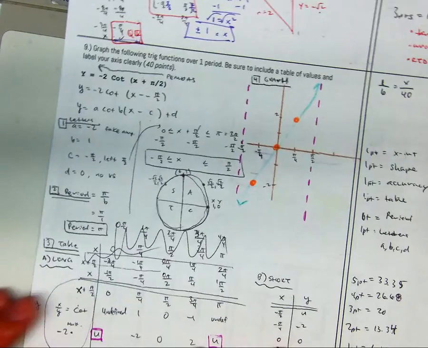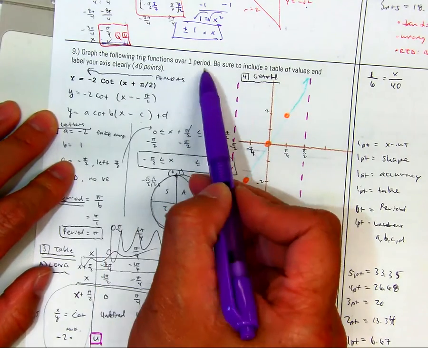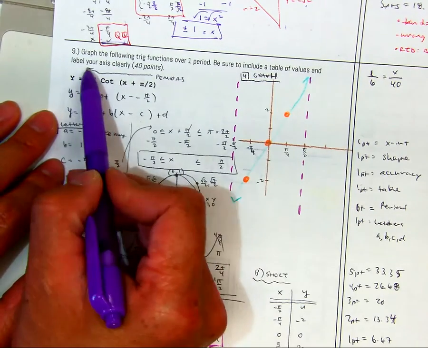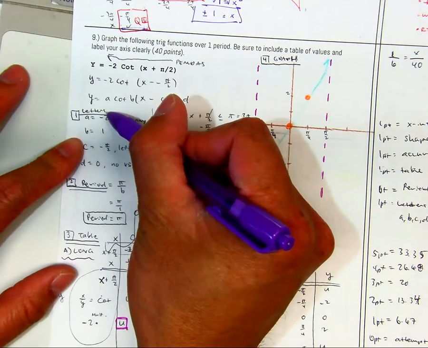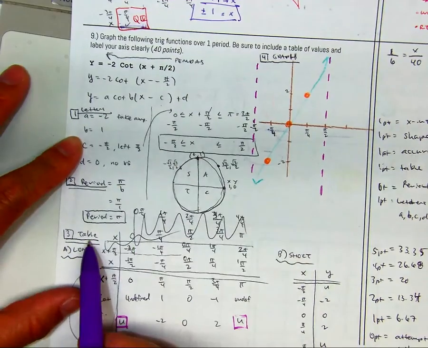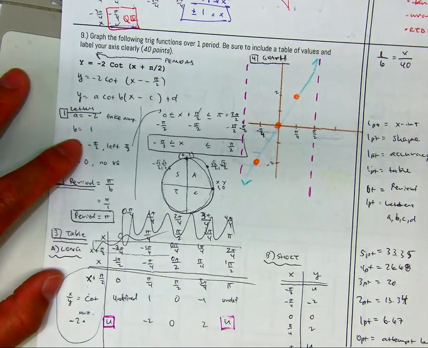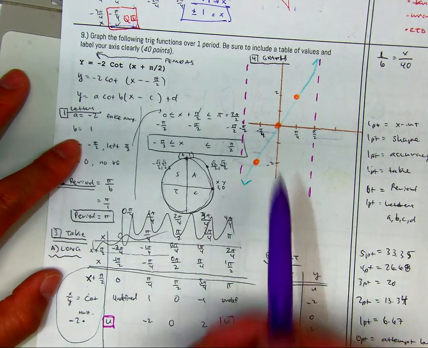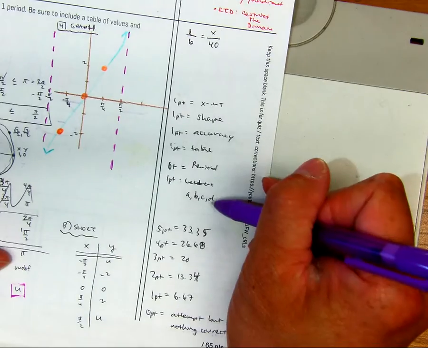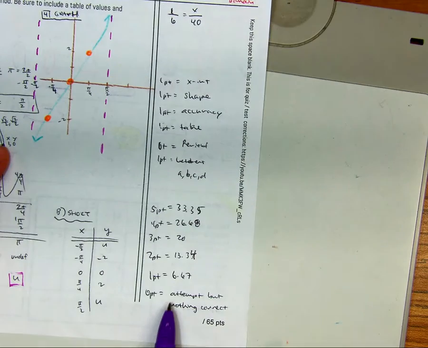Question number 9 was to graph the following trig functions over one period. Be sure to include a table of values and label your axes clearly. I also announced that you should have your letters, A, B, C, and D, the period, and the table, just like in the previous quiz, and graph your trig function. You're graded on your x-intercepts, accuracy, table, period, and then the letters. Remember, I just made it proportional, so each point is worth 6.67.